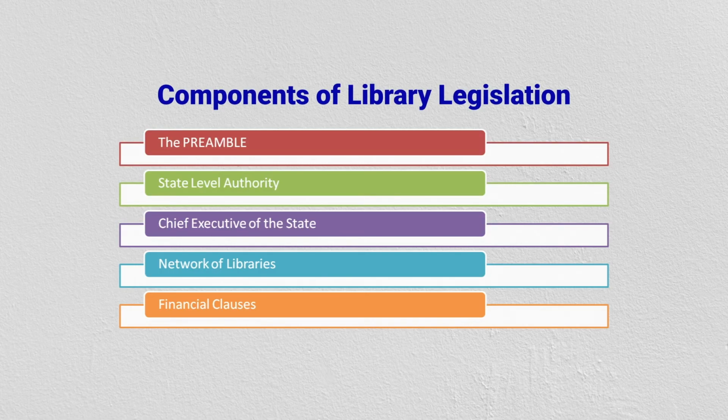The next important component is the financial clause. The Act should spell out clearly the financial sources to ensure a regular flow of the funds and their deployment. This means that there should be a provision in the Act to collect the library cess, which I already explained, that there needs to be a library cess which will be part of the taxes from all possible sources.